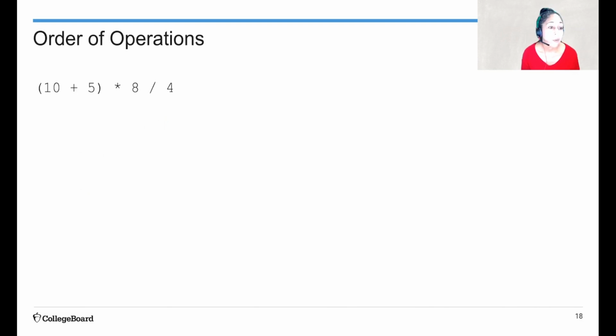Now, what if I put parentheses around the 10 plus 5?